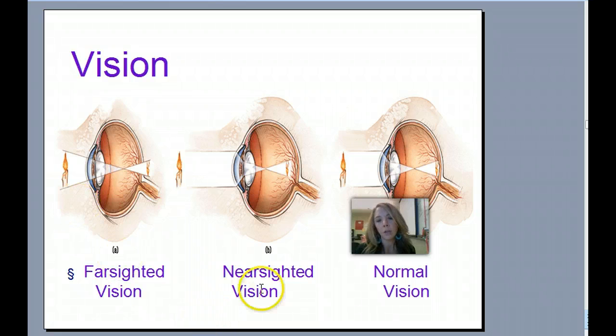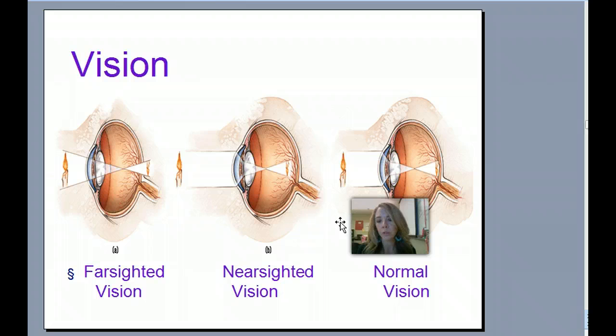So if you're farsighted, you can see things far away but not close up, so you need glasses to read. If you are nearsighted, that means that you can see things that are near but not things that are far away. Look at the image here. It's focused just a little bit off. So nearsighted, I can see things near, but I can't see things that are far away, so I need glasses to see things in the distance. And normal vision is when that lens projects something onto the retina perfectly.